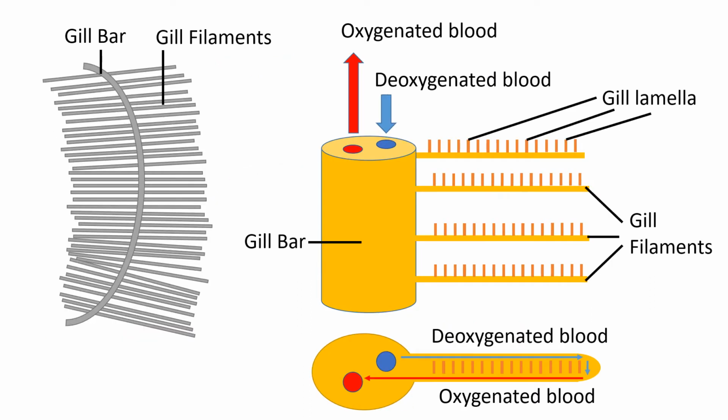If you look at the diagram on the top-down view, you can see that the deoxygenated blood arrives through the gill bar, it goes into the gill filament, and the gill lamella act like a capillary network that you would find in an animal organism. The blood then is oxygenated and it returns back along the gill filament and into the gill bar to be circulated around the body.